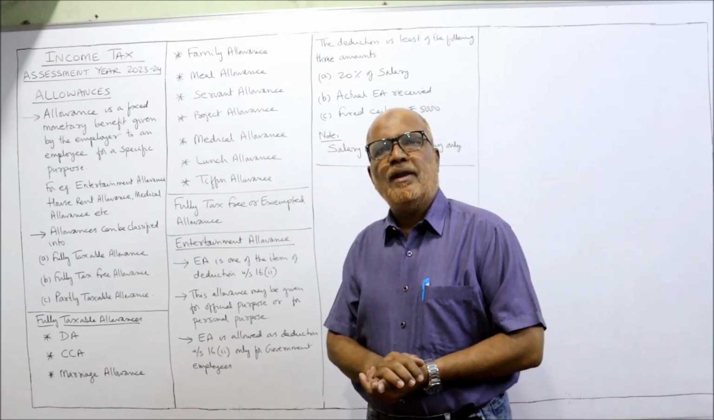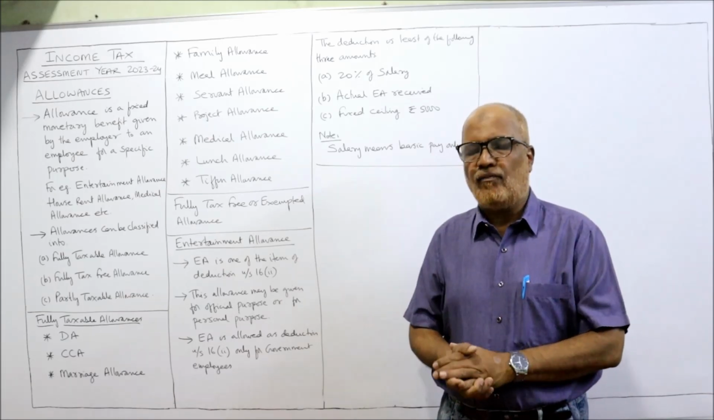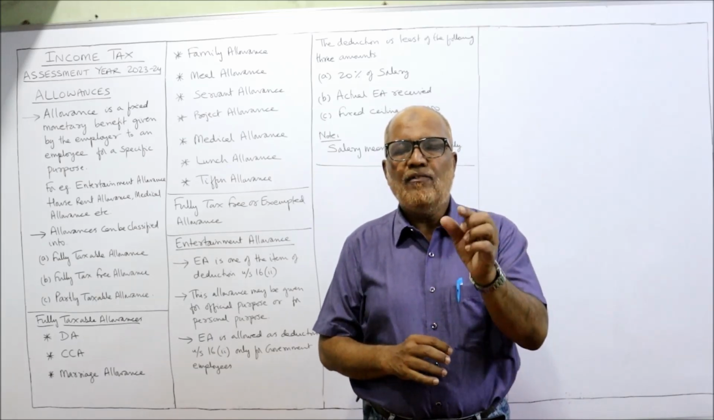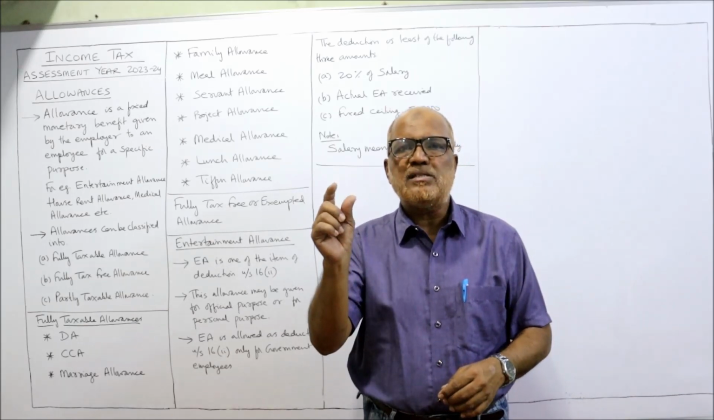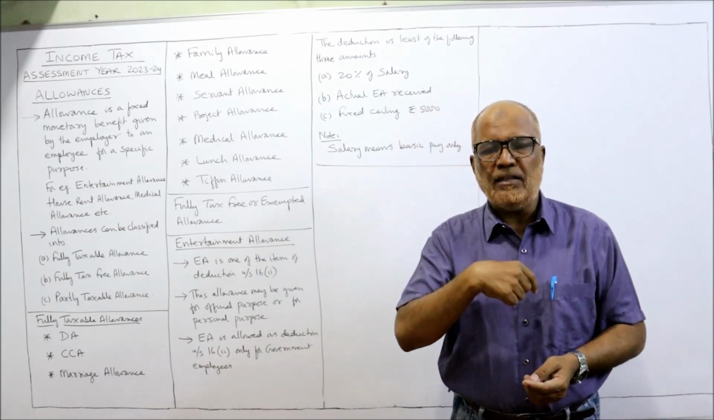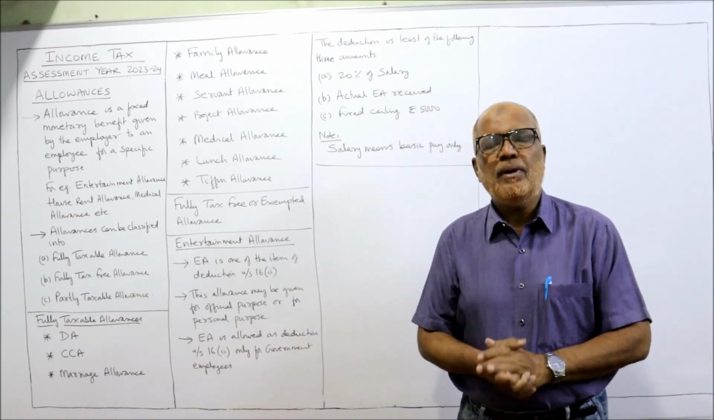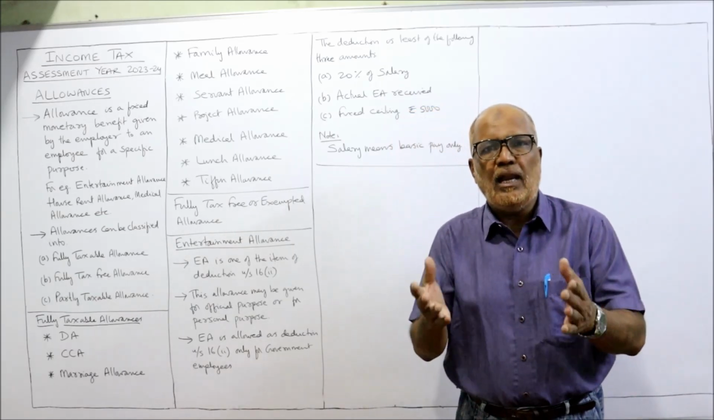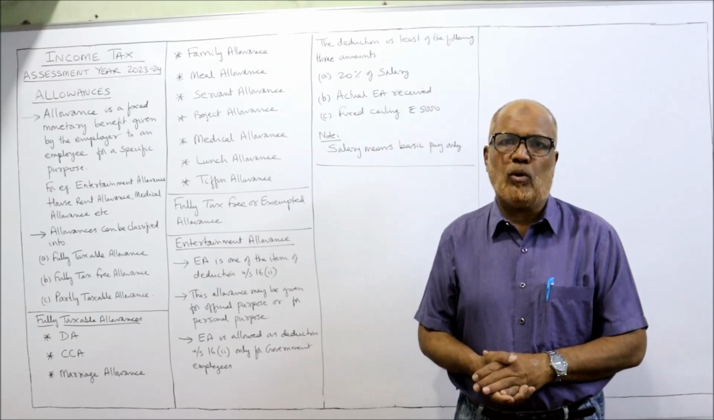In this video, I am going to explain what we mean by allowance, what the different categories are, and what the taxability of allowances is. First of all, allowance is a fixed monetary benefit given by the employer to the employee for a specific purpose, periodically along with basic pay. Examples are entertainment allowance, house rent allowance, children education allowance, medical allowance, lunch allowance. Many different types of allowances may be given by the employer to the employee.